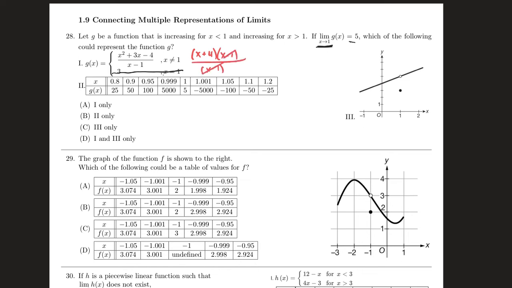The x minus 1's cancel. And then I can plug in 1 plus 4, which is 5. All right, so it looks like 1 is going to work.